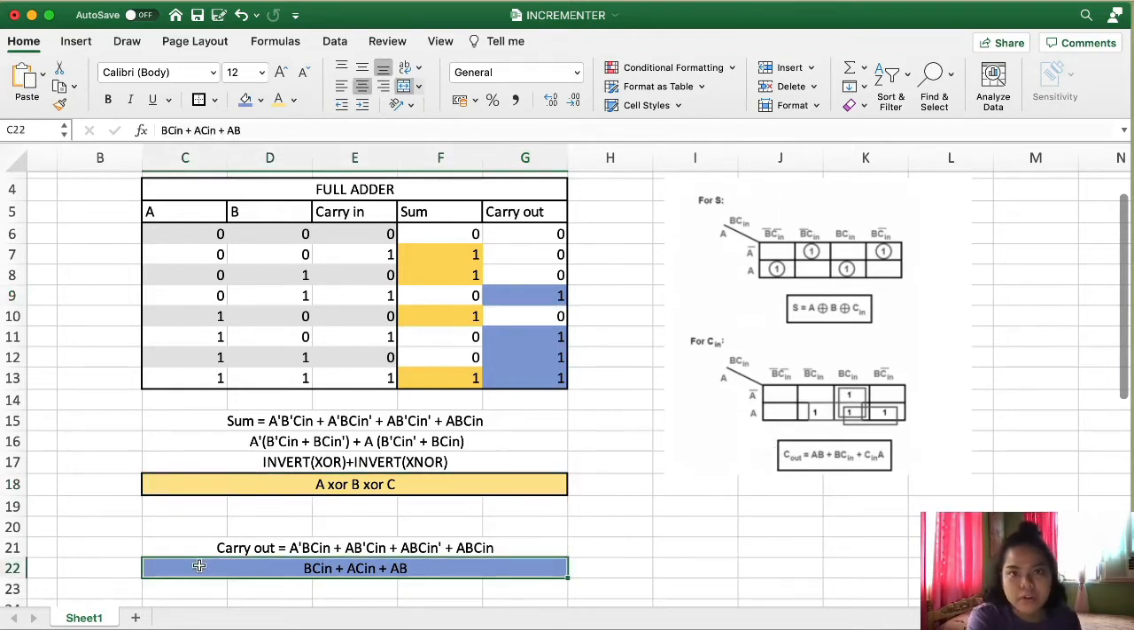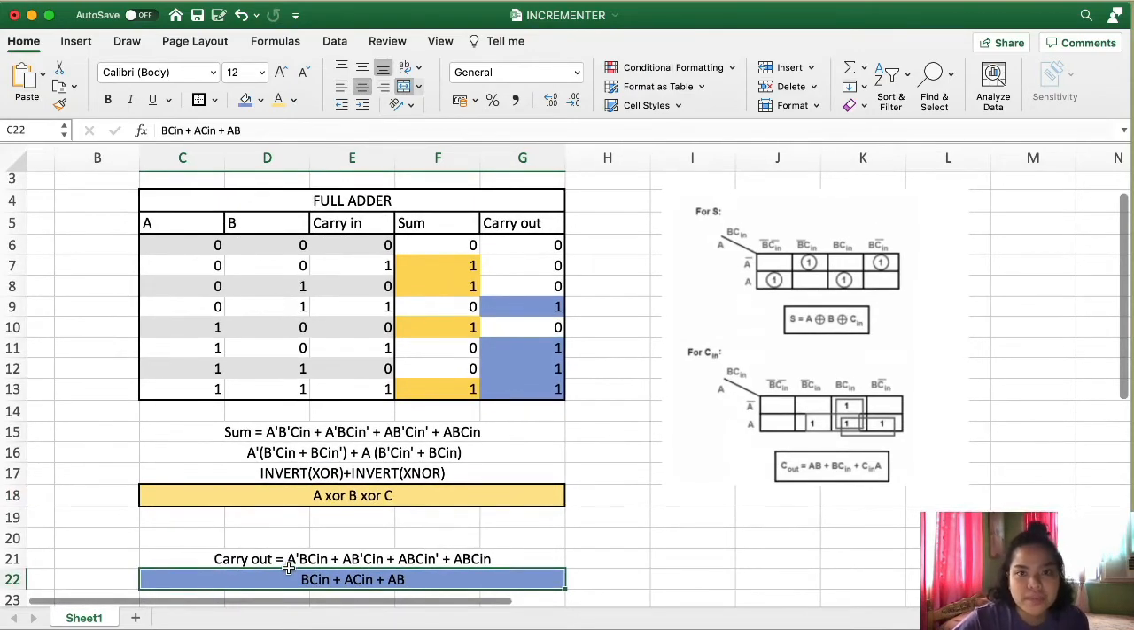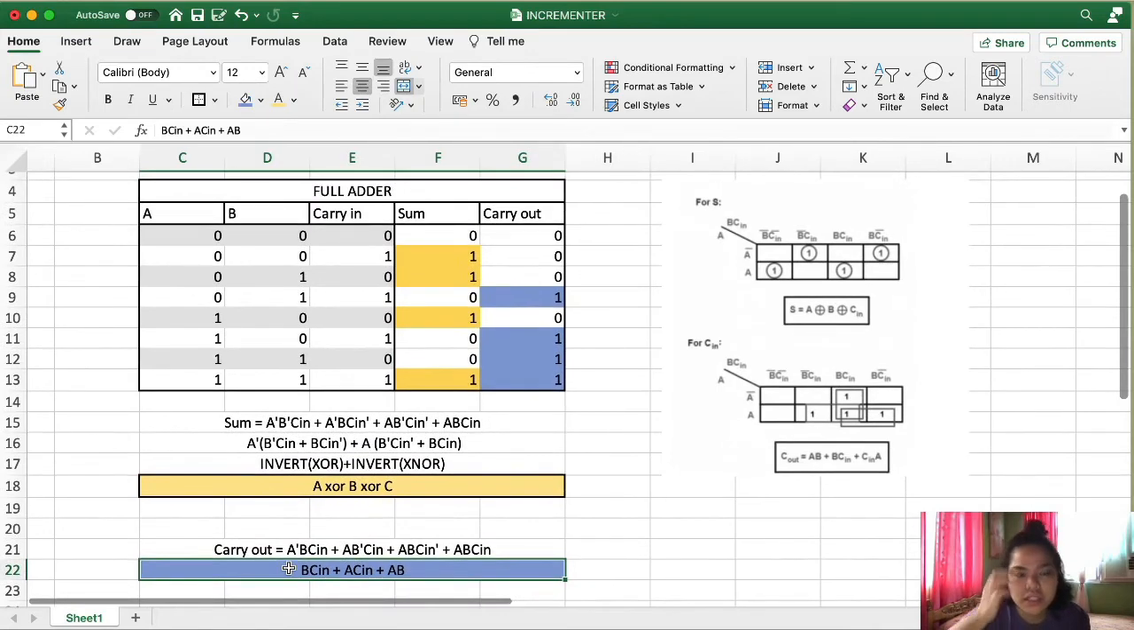So basically, this is what our full adder will be composed of. So our full adder for its sum, this is a single output for it. It will just be A XOR B XOR C. And then for our carry out, it will be B ANDed with carry in, ORed with A ANDed with carry in, ORed with A ANDed with B. So this is our full adder that we will create on Logisim, and once we've created a single full adder, we will just multiply that 5 times, and then we will finally be able to create our 5-bit incrementer. So now let us go to Logisim.